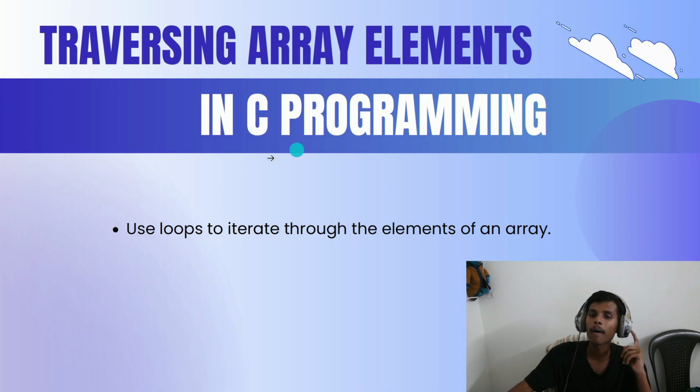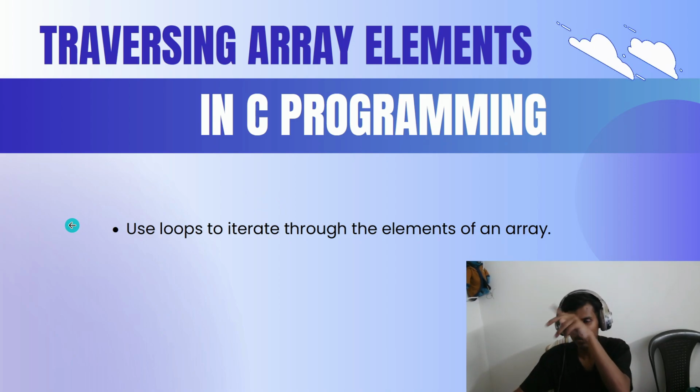We use loops to iterate through the elements of an array. Basically, if you want to store 5 values inside a single array, instead of using the scanf function 5 times, we will use a loop which will be executed, repeated 5 times. Inside that loop, what are we going to do?